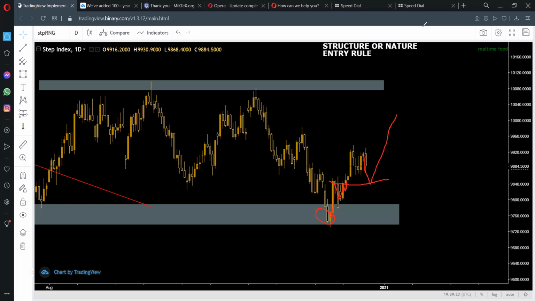I hope we can all see my chart. If you can see my chart, please type hi. Please, if you can see my chart and hear my voice loud and clear, type hi.